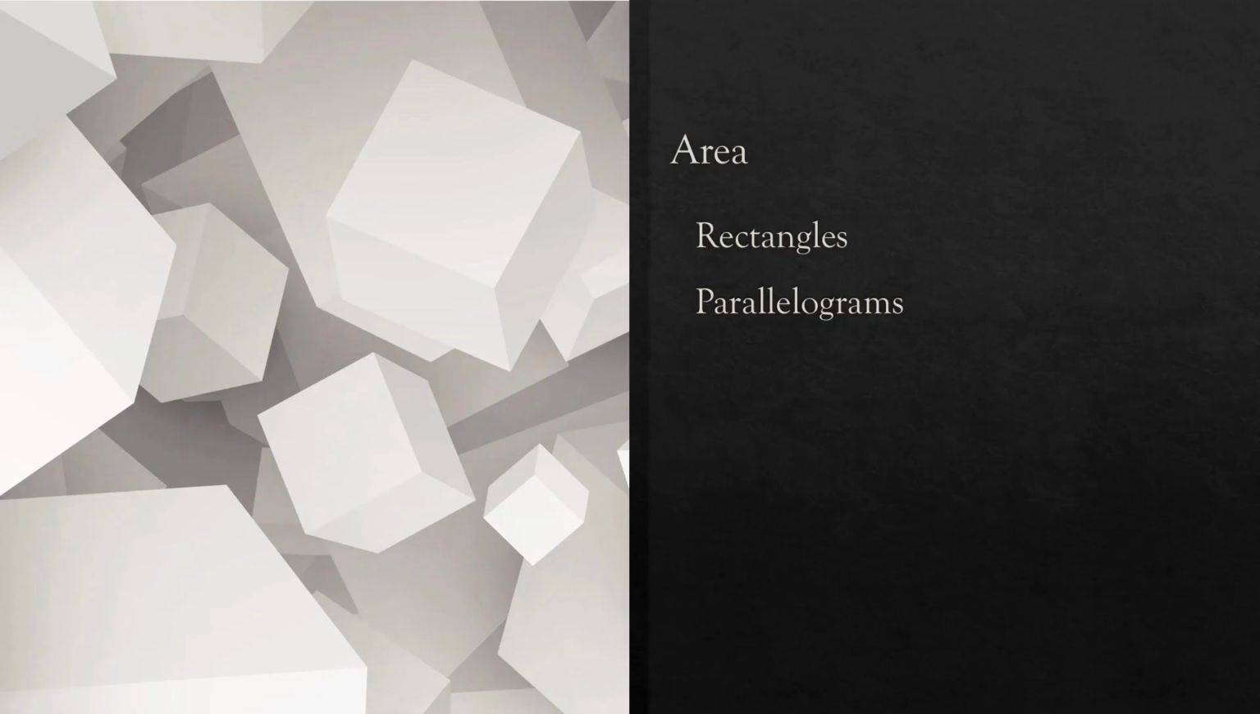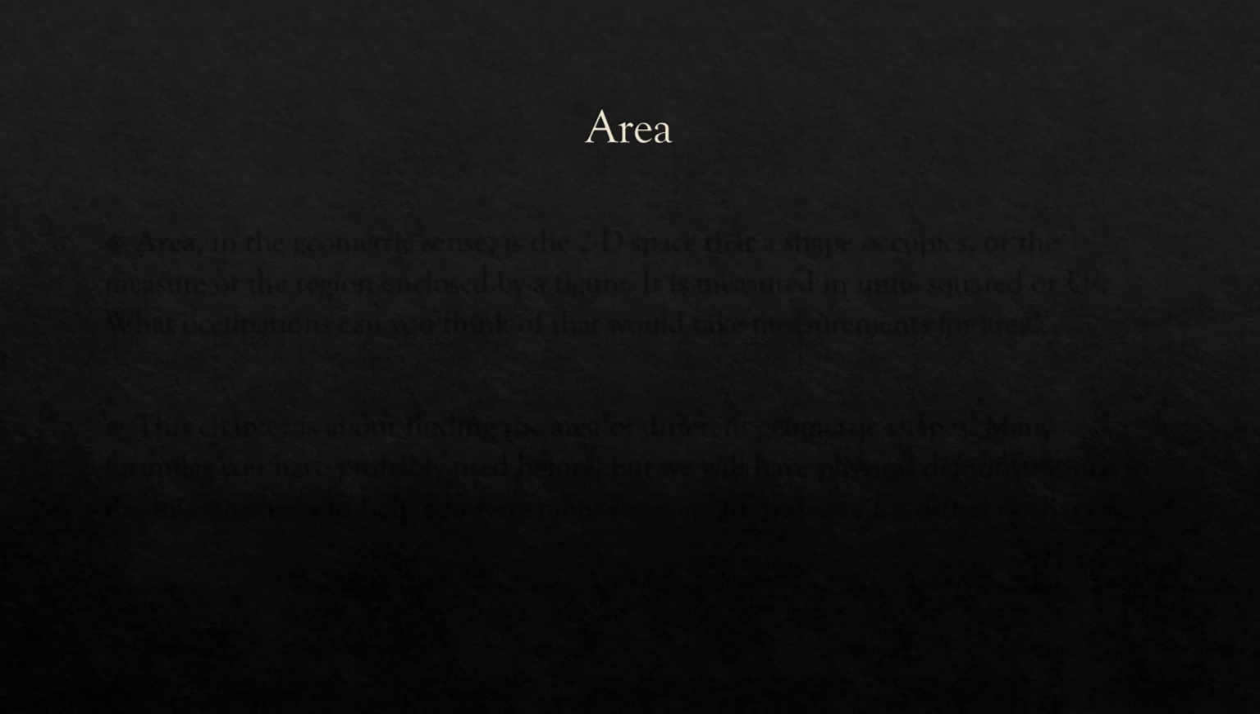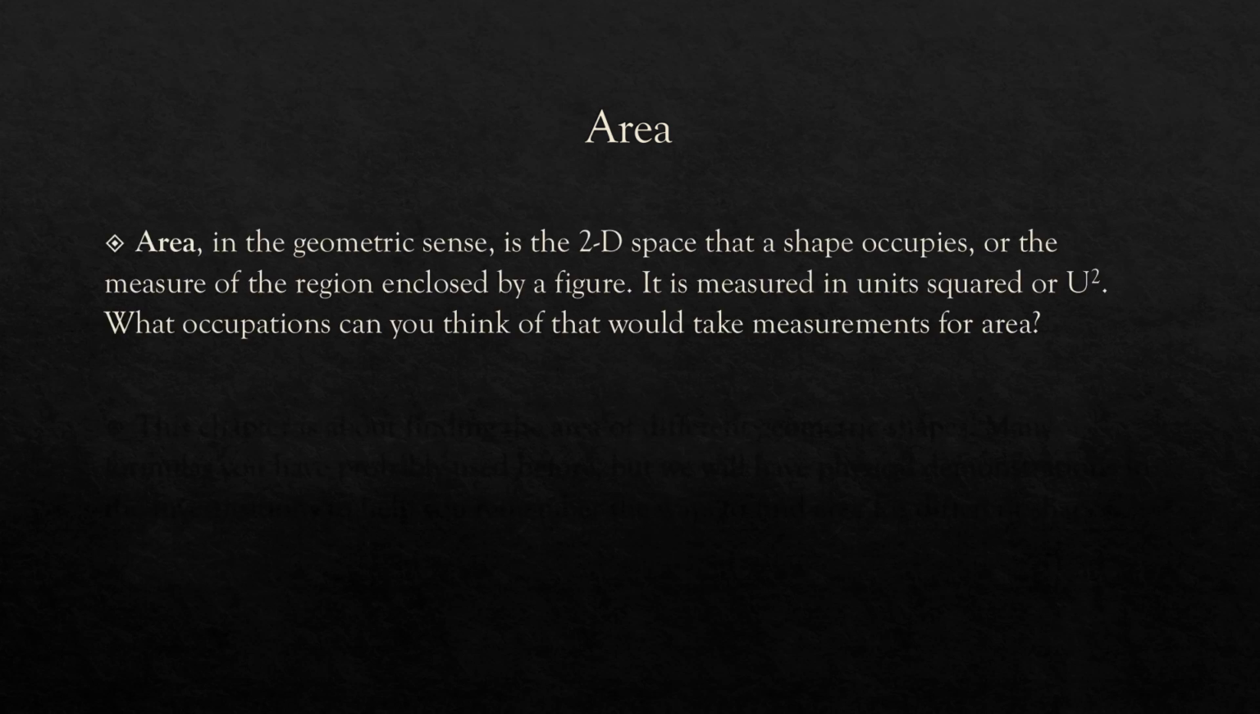Chapter 8 begins talking about area. Today we will talk about the area of rectangles and parallelograms. Area, in the geometric sense, is the 2D space that a shape occupies, or we could talk about it being the measure of the region enclosed by a figure. It is measured in units squared. We could say U squared. What occupations can you think of that would take measurements for areas?